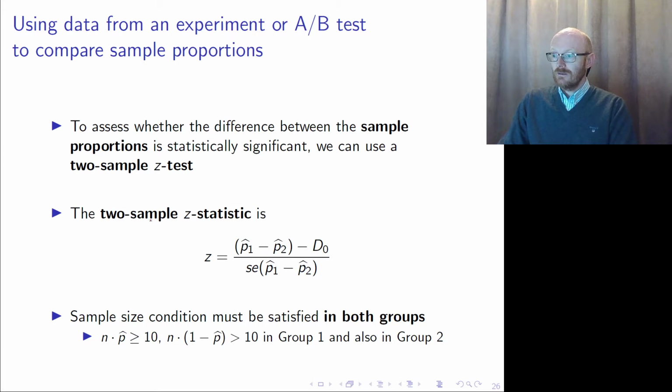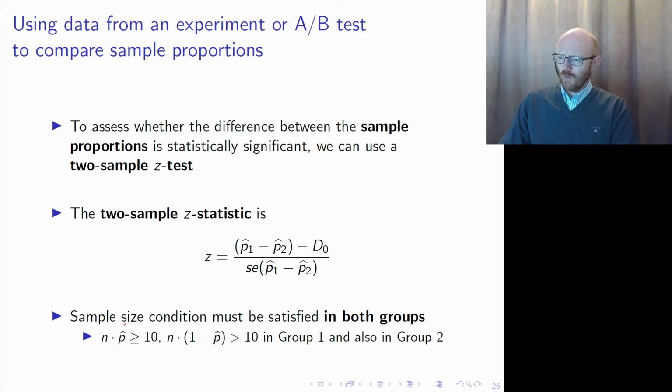So the two-sample z statistic is just the sample proportion from population 1, P1 hat, minus the sample proportion from population 2, minus a certain cutoff, divided by the standard error of the sample proportion from population 1 minus the sample proportion from population 2. So this is just a number.